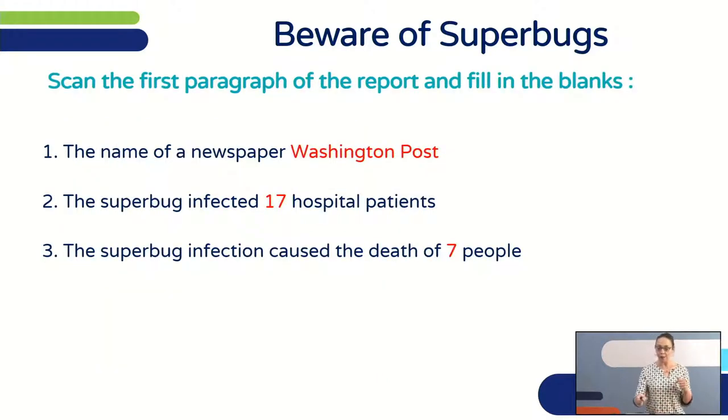The name of the newspaper here is Washington Post. How did you know? First, you needed to look for something capitalized because it is the name of a newspaper. So here, Washington Post. And then the superbug infected, you looked for a number, 17 hospital patients. And then the superbug infection caused the death of 7 people. Now, we are going to read the paragraph together, and then I will tell you how we found these things.